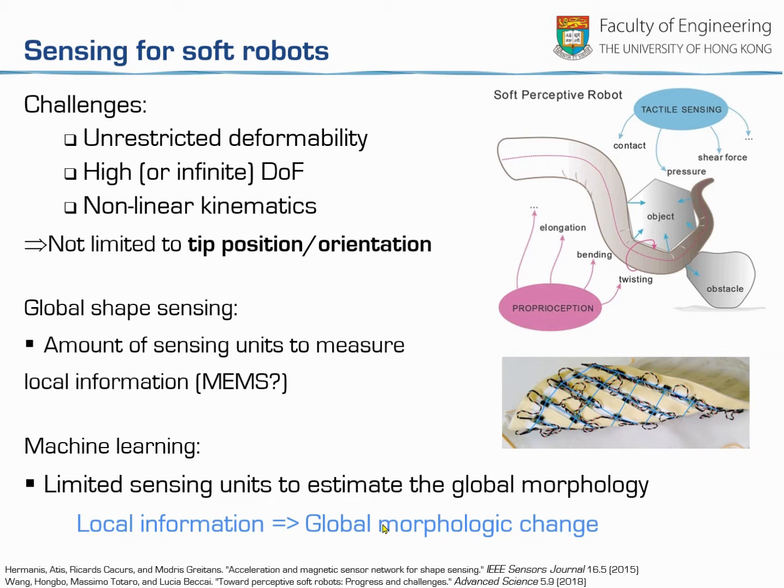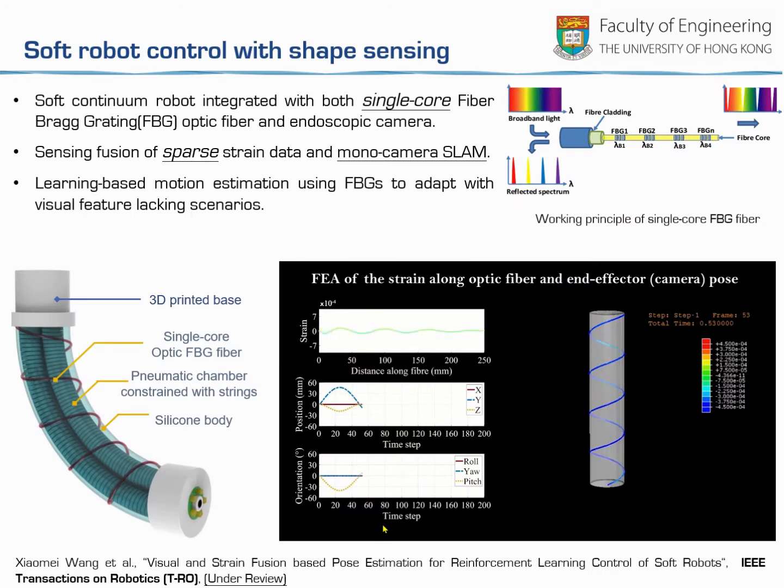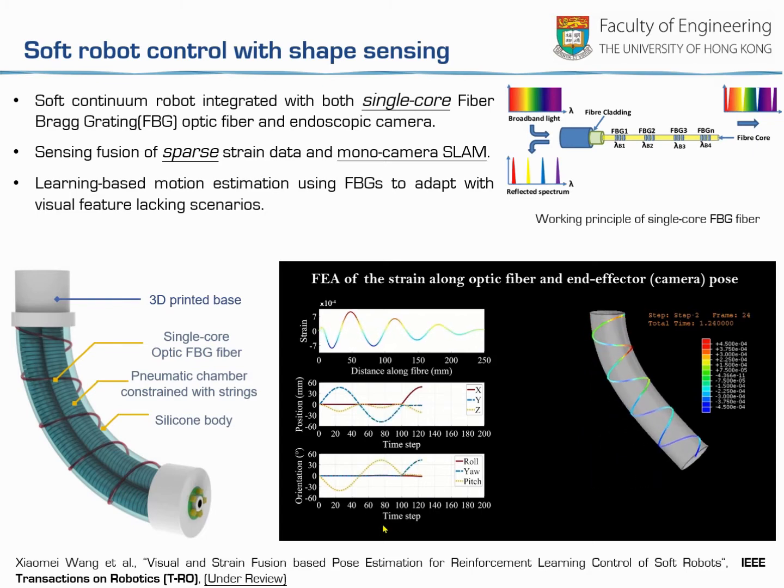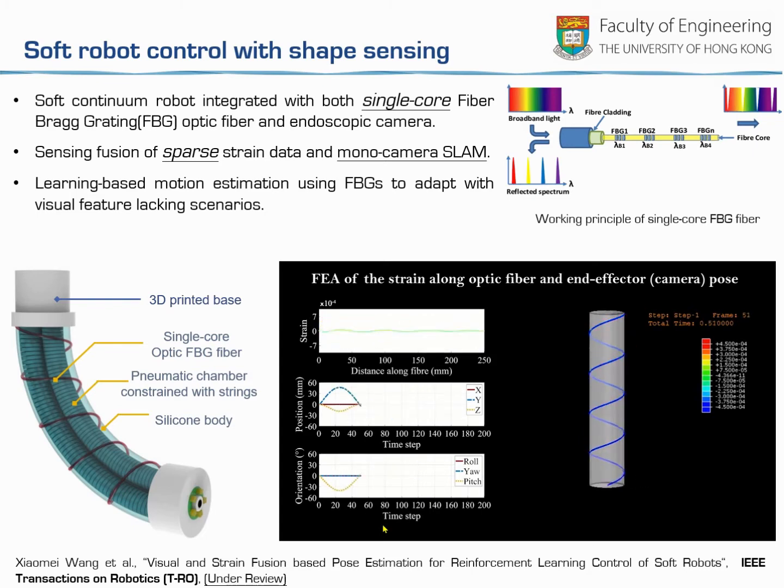Our solution is to reduce the number of sensing units by taking advantage of a machine learning method, to find the mapping from the local information to the global morphology. In this work, we use the fiber Bragg grating to capture strain changes. Here shows an example of a single-core FBG fiber wrapped helically on a continuum robot.